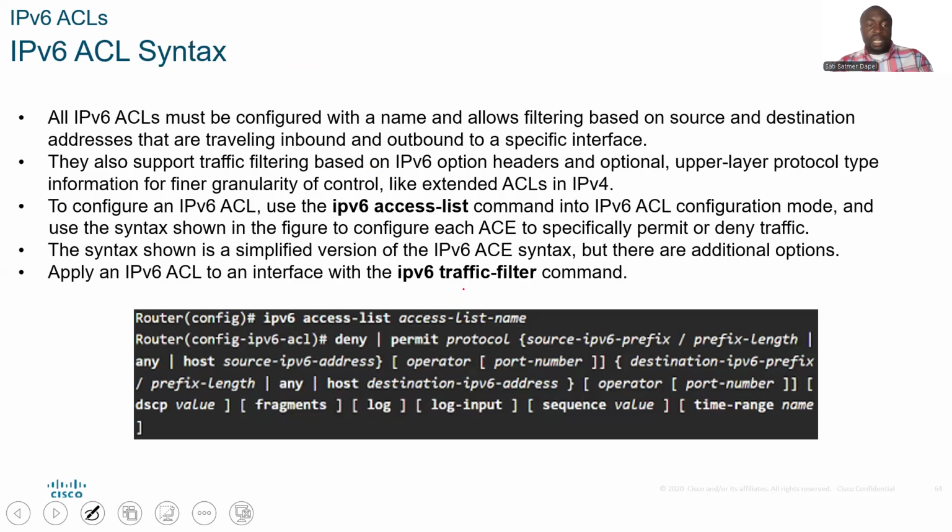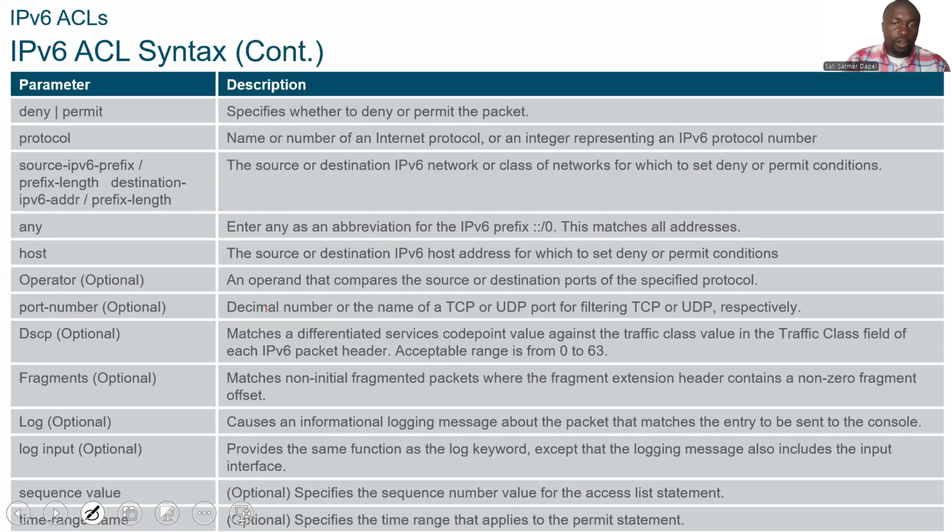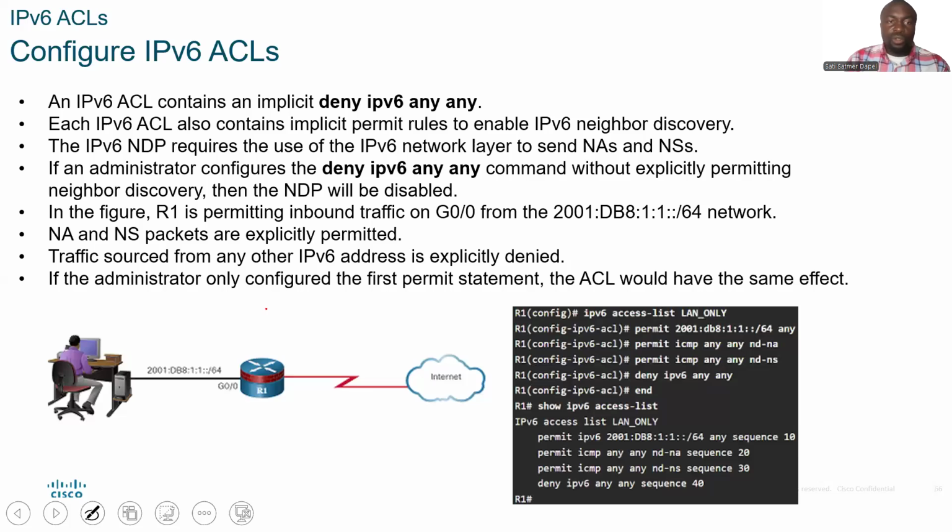This is the syntax for configuring access lists in version 6. It's the same thing. In version 4, you just say access-list, then the access list name. In version 6, all you need to do is put IPv6. If you put IPv6, then you are good. Every other thing still remains the same. Everywhere you put IP, you will put IP version 6. So if you put IP version 6 access-list, every other thing will go the same way.